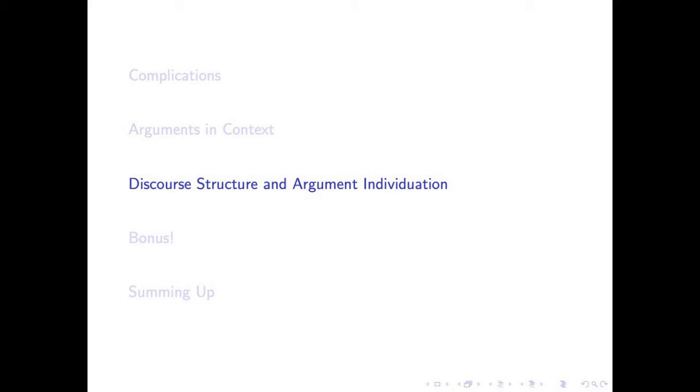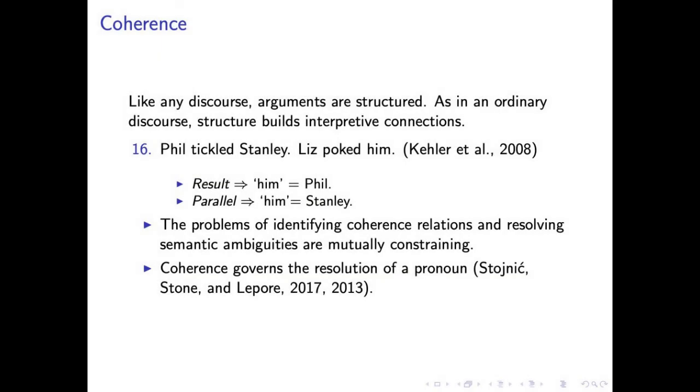So what's going to matter for us is this mechanism of discourse structure, of discourse coherence. So here's just one example to give you a sense of the kind of mechanisms I have in mind. This is an example from Taylor. It's actually earlier, I think it's from Smith. Now suppose that I tell you 16 and that I'm not pointing at anybody, right? I have my hand behind my back. And I tell you, Phil tickled Stanley and Liz poked him.